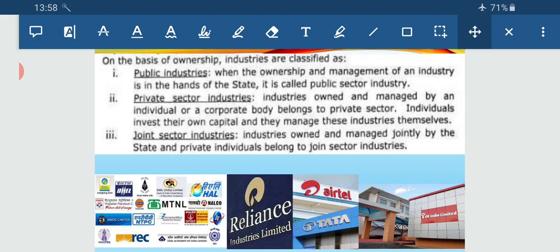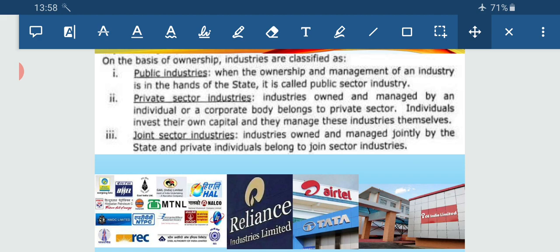What is the basic difference? Public sector is owned by the government or state, private sector is owned by an individual or group of individuals. That is the first point of difference. Now when it is owned by the government, what is the motive of that establishment? Welfare motive. And for the private, it is profit motive. Their basic motive is to earn profit. That is the second point of difference.